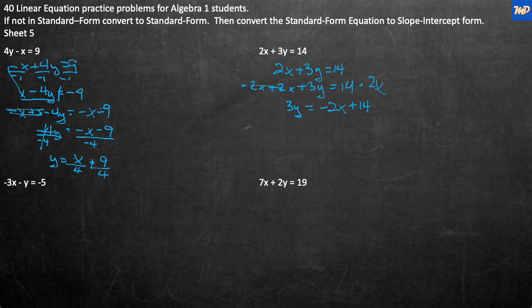And by the way, none of these would divide out. There's no common factor. We're now going to get rid of the 3 with the y because it has to be a singular y. So in order to do that, we're going to divide this side by 3 and this whole side by 3. We're going to end up with the 3's canceling, and the y ends up being equal to minus 2x over 3 plus 14 divided by 3.